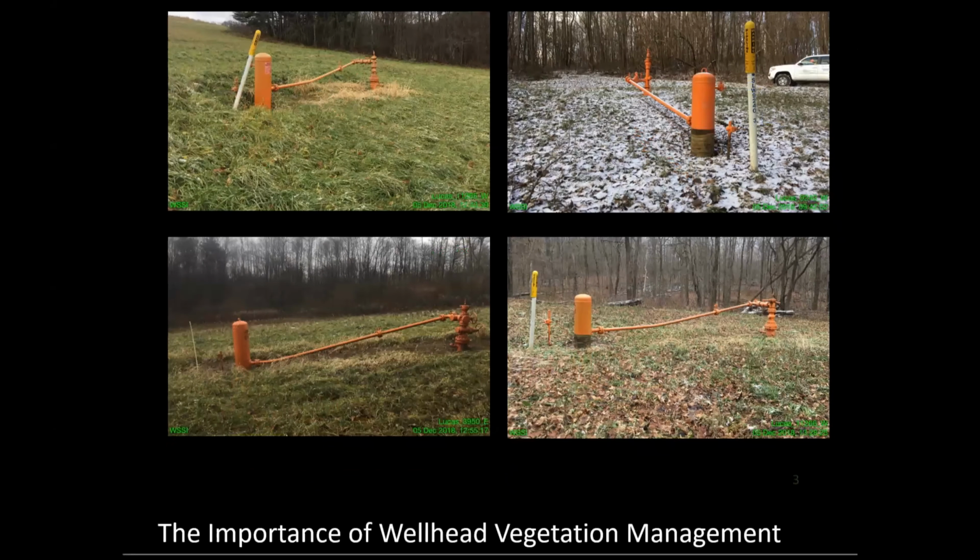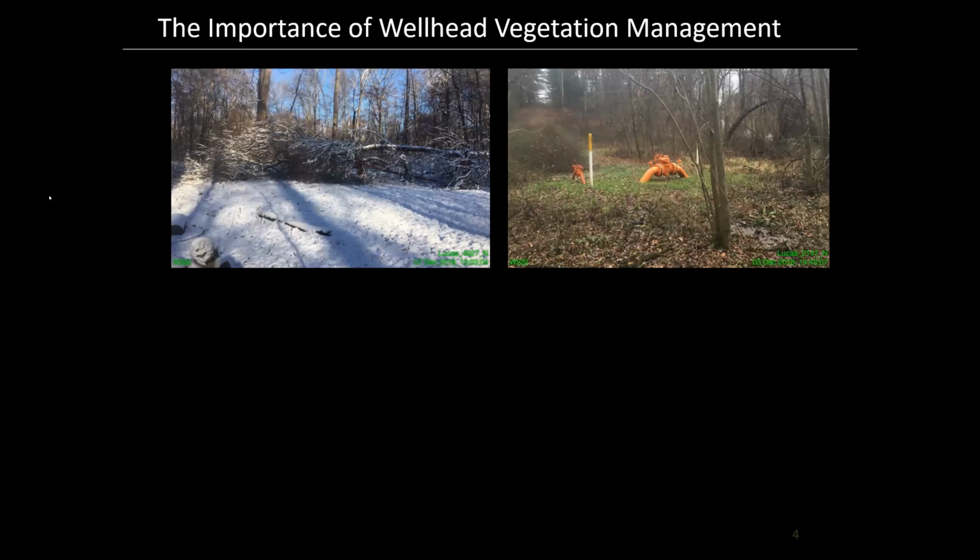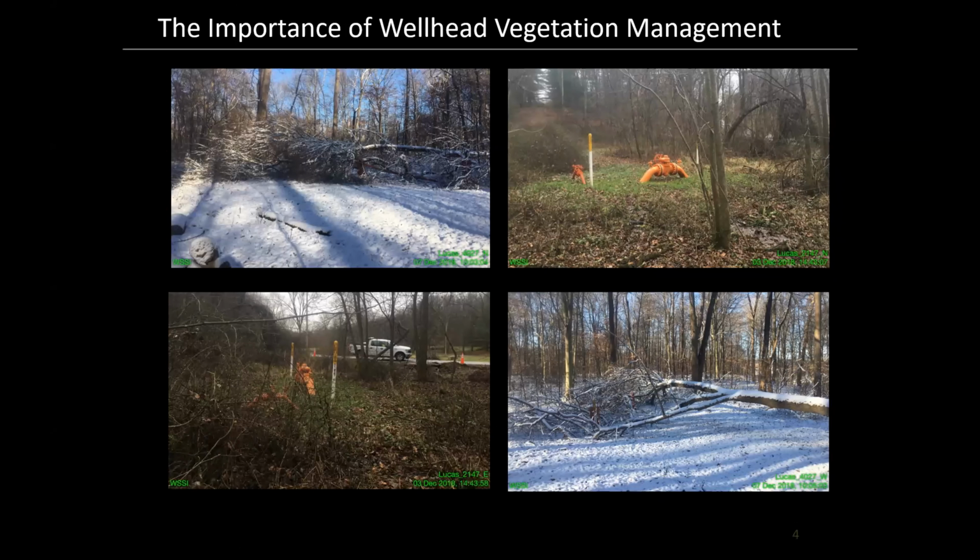So moving forward, the next 4 photos I have here show 4 wellheads that either have very, very bad issues going on with them, or wellheads that could have future issues. So the photo in the top left and bottom right, you can't really see the wellhead because it has a fairly large tree that collapsed on it.